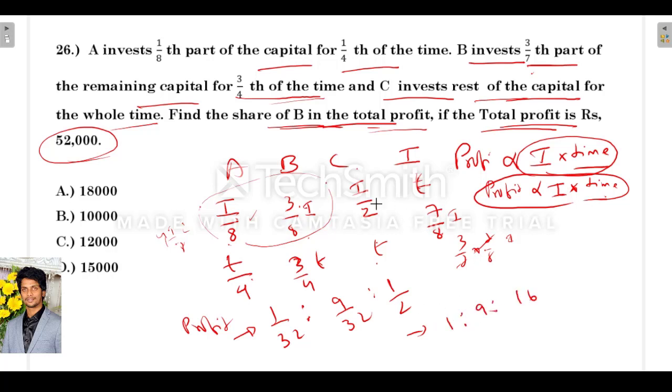They are asking us to find the share of B. This is A, B, C, right? So 9 by the total ratio, which is 1 plus 9 plus 16, 26, into the total profit of 52,000. 26 into 2000. So the share of B is 18,000.